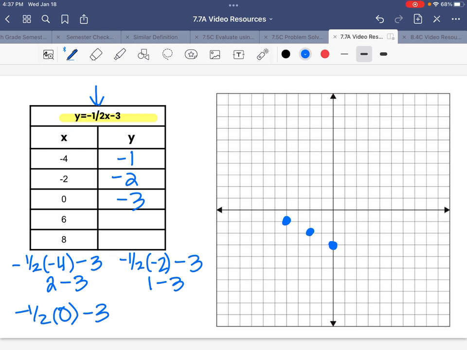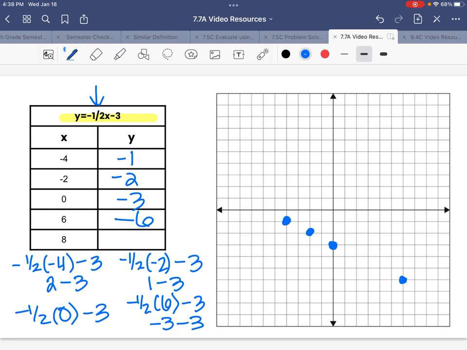My next input value, I will have -1/2 times 6 minus 3. Well, -1/2 times 6 becomes -3. And -3 minus 3 more becomes -6. So I can plot my point. Notice it skipped a lot of places I could have put dots, but my line still becomes straight and it still follows the pattern. And then my last input is 8.